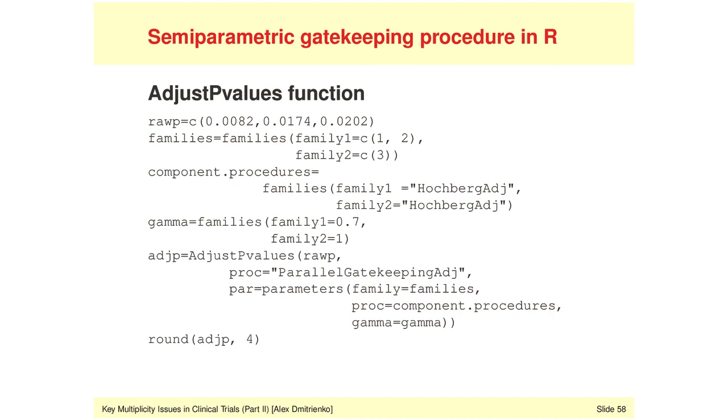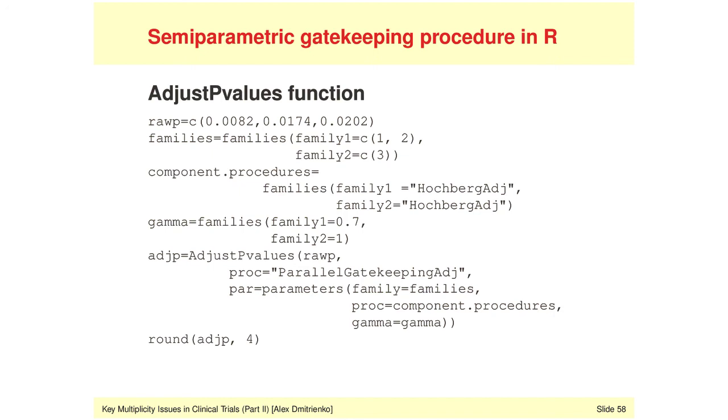To carry out a multiplicity adjustment based on the semiparametric or Hogberg-based parallel gatekeeping procedure that we introduced earlier in this module, we can run the following R code that relies on the adjust p-values function. I'm going to go through this code carefully, looking at each line at a time. The first line in this program specifies a vector of the raw or unadjusted or marginal p-values for the hypotheses of interest in example 2. Secondly, the families variable defines the assignment of the individual hypotheses to the two families. We can see here that family 1 is defined by including the hypotheses with the indices 1 and 2, and family 2 includes a single hypothesis with the index 3, which means the hypothesis H3.